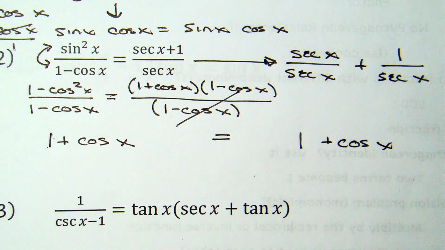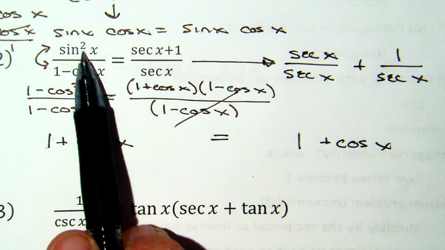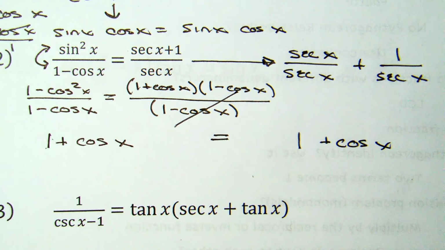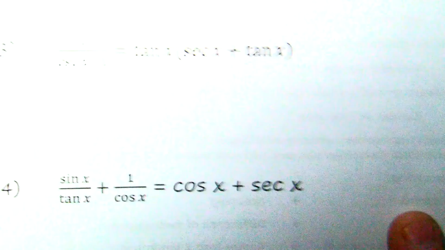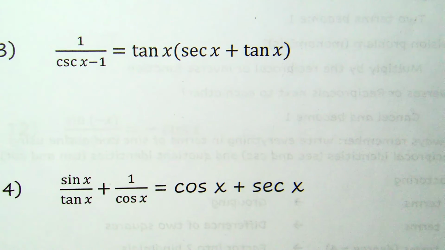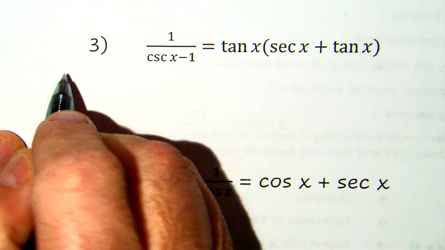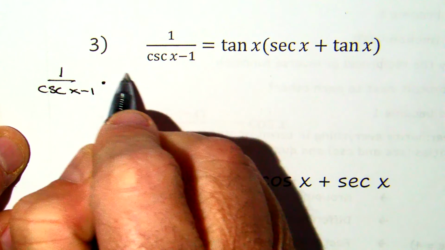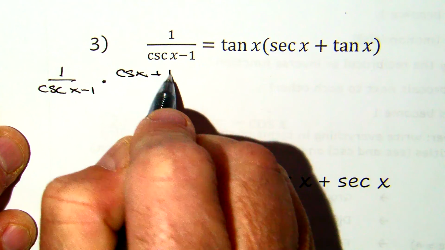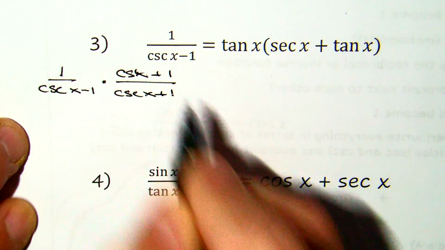Okay? But again, if you have a Pythagorean relationship between the numerator and denominator, that's when you factor. Now, if you look at number 3, there is no Pythagorean relationship. That tells you you're going to multiply by the conjugate. So I'm going to take my original left-hand side, which is 1 over cosecant x minus 1, and multiply by cosecant x plus 1. I'm going to multiply by the conjugate.